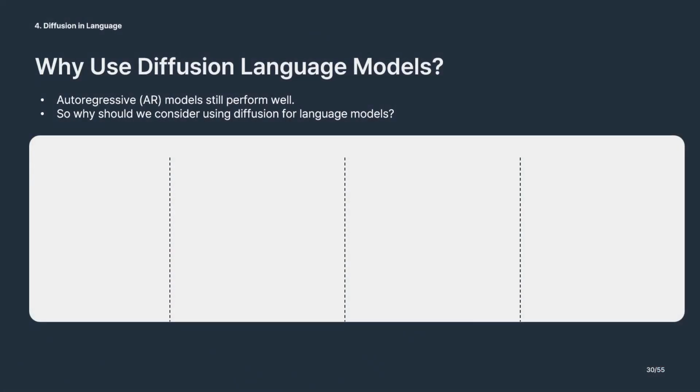Auto-regressive models like GPT have clearly made a huge impact across many domains, and they are doing incredibly well now. So then, why should we even consider using diffusion-based language models? Let's go through a few reasons. First, diffusion models allow for parallel decoding. Unlike auto-regressive models which generate tokens one by one, diffusion models can generate multiple or even all tokens at once. This parallel nature means that they can make better use of hardware and accelerate the decoding process.